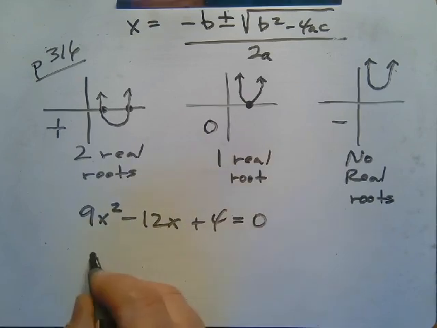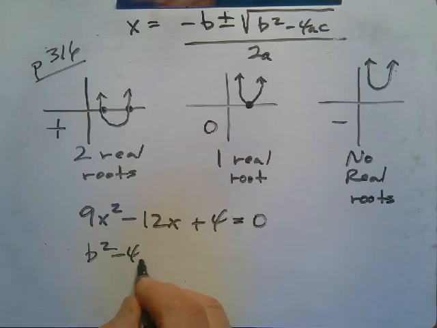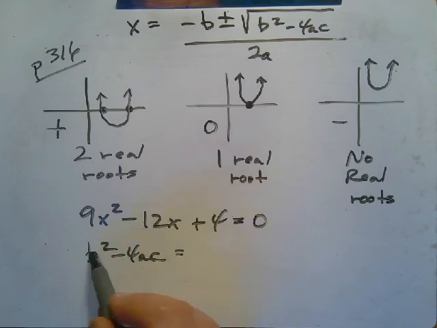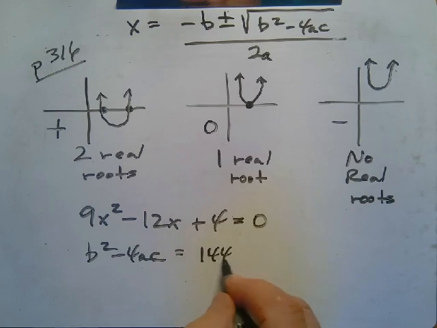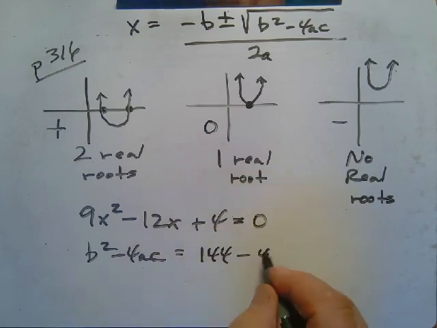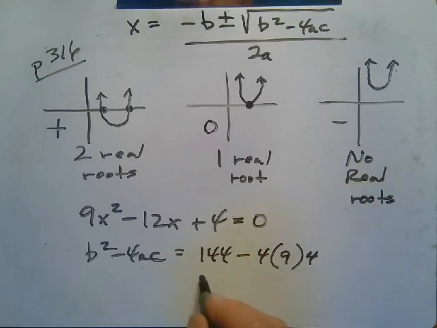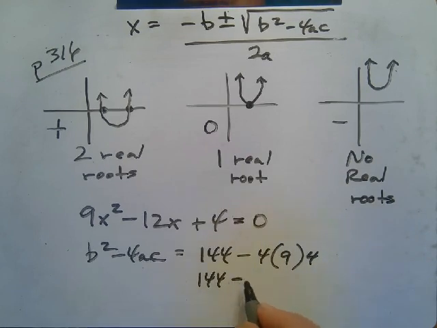What we're looking at is b squared minus 4ac. Well, what is it? b squared, negative 12 squared, that's 144, minus 4 times a, which is 9, times c, which is 4. I got 144 minus 16 times 9. Well, what is 16 times 9?